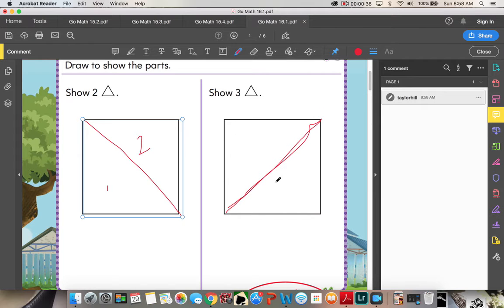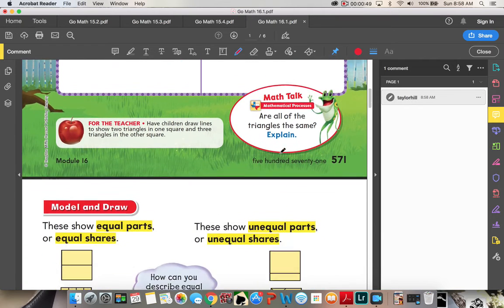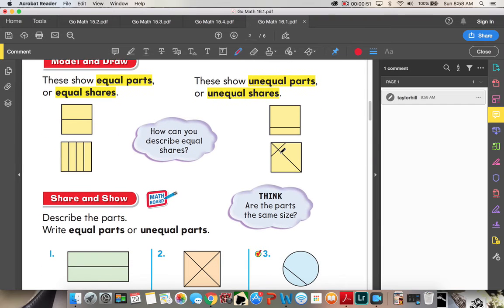Okay, so there's one, and then I'm going to take that and go three. So 1, 2, 3. Notice that these triangles are not all the same size. Notice how one is bigger and then two are smaller. All right. These show equal parts or equal shares. These show unequal parts or unequal shares.